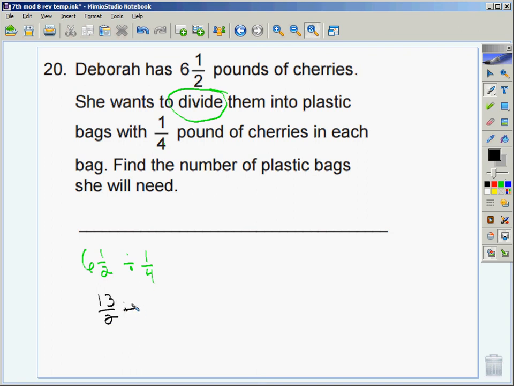What is the rule when we're dividing fractions? We change division to multiplication, and we multiply by that reciprocal. We flip it over. I personally would cross-cancel if I could. Will 2 go into 4? How many times? So the 2 cancels out, becomes a 1. This becomes a 2. 13 times 2 is 26. Would I need the 1 in the denominator? No. That's why the answer for this one is 26 bags.